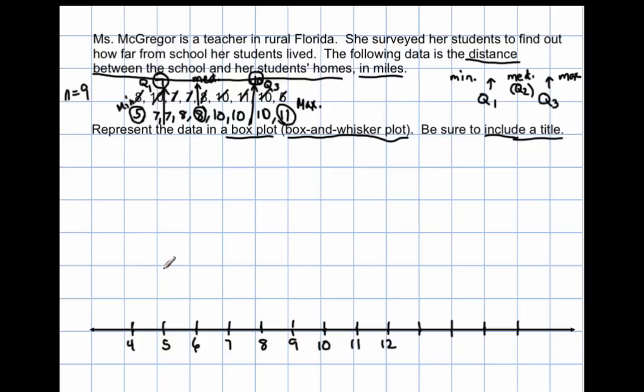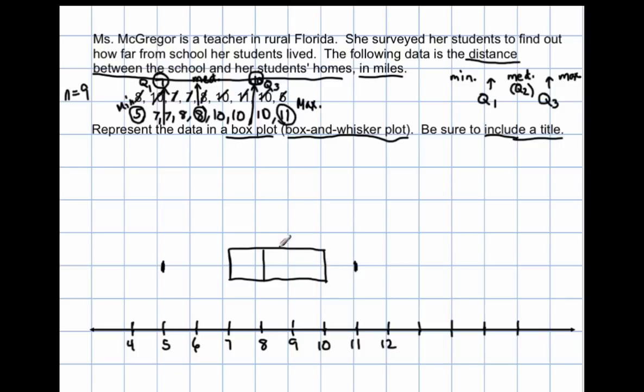All right, 5 is located right here. The minimum and the maximum get the shorter lines. So I'm going to draw a short line right there on 5, and then a short line on 11, because that's my maximum. All right, and then 7, plotted at 7, which is right there. These get the longer lines. So another long line at 8. And another longer line at 10. And then I would connect the 3 longer lines in the middle.